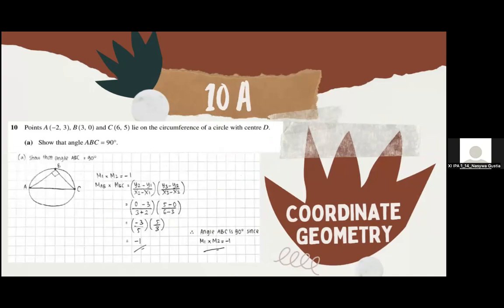90 degrees is a perpendicular line, so we use m1 times m2 equals -1. And here we can write m1 as m_AB and m2 as m_BC. The formula of this is y2 minus y1 over x2 minus x1. And then we just need to insert them in the formula. So m_AB is (0 minus 3) over (3 plus 2) times m_BC, (5 minus 0) over (6 minus 3). And we will get 3 over 5 times 5 over 3.